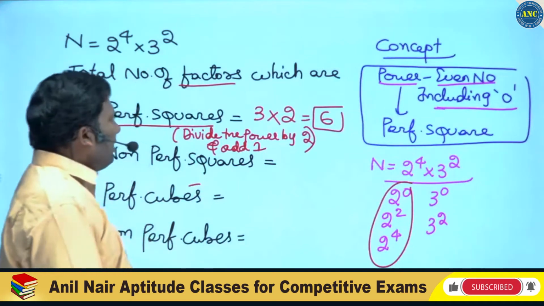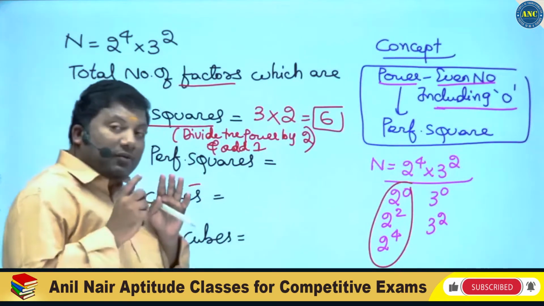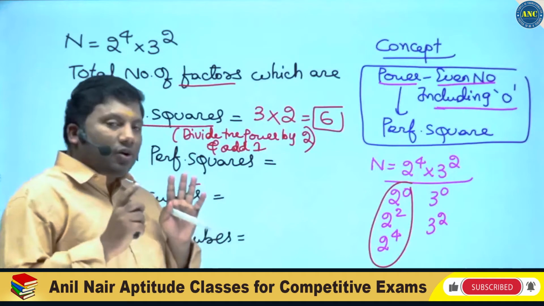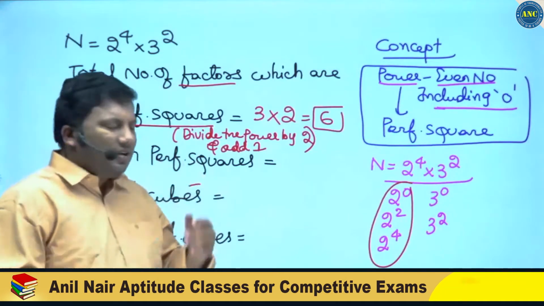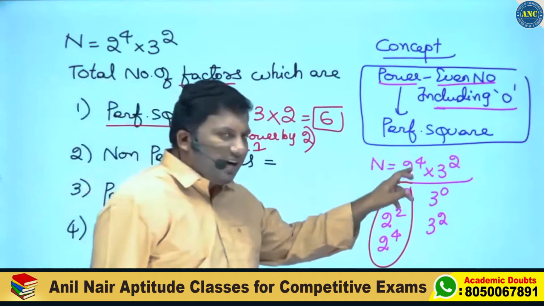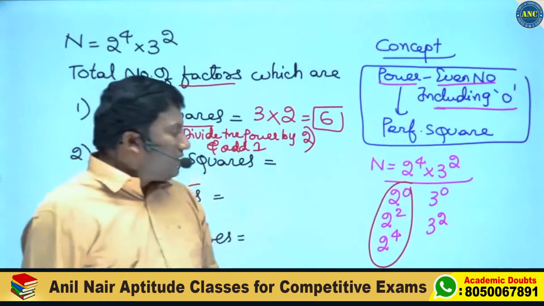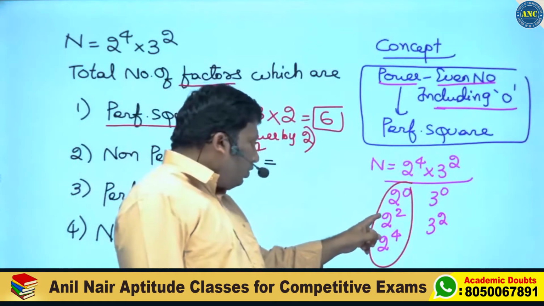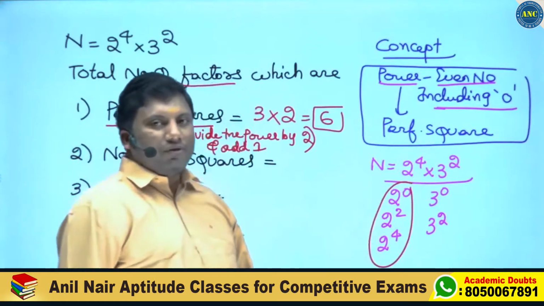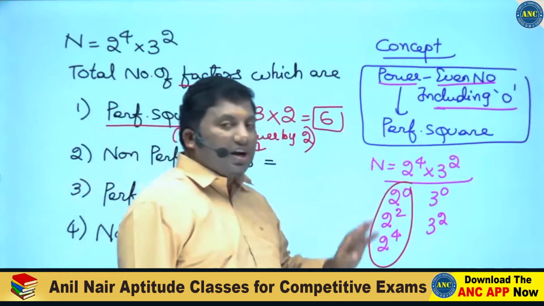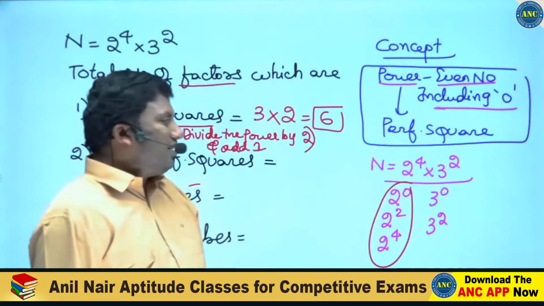We are adding 1. Perfect square means power should be an even number. Even number means it is divisible by 2. So 4 divided by 2, I will get 2 cases. What are the 2 cases? 2 power 2 and 2 power 4. What is the other case? Power can also be 0. That is the reason we are adding 1.